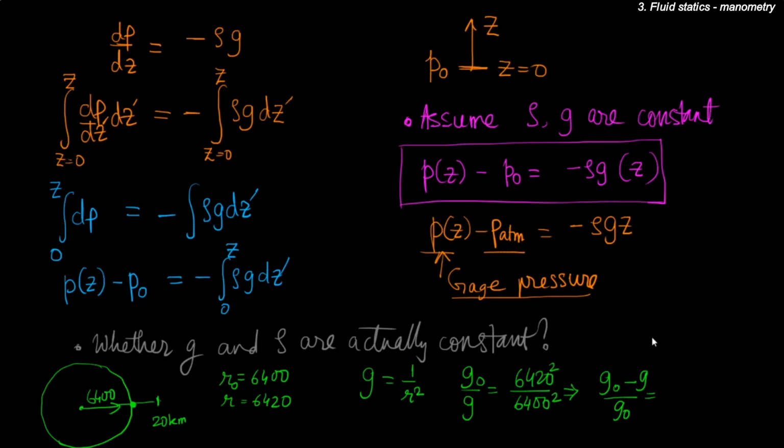So it actually comes out to be 0.625%. So this is a percent, it's not even the ratio. The ratio is 6.25 times 10 to the power minus 3. So the variation of gravity can actually be neglected in these calculations.